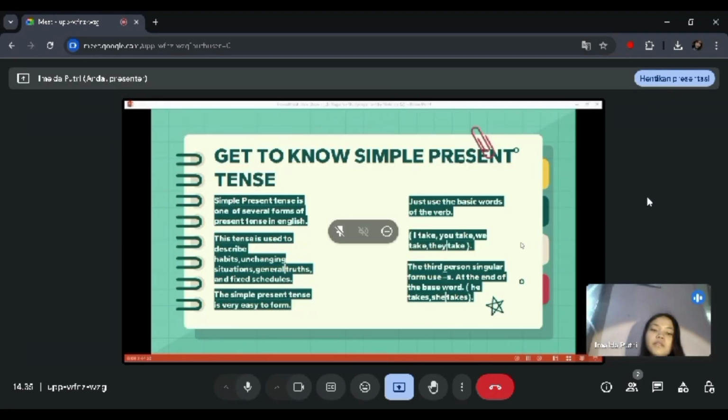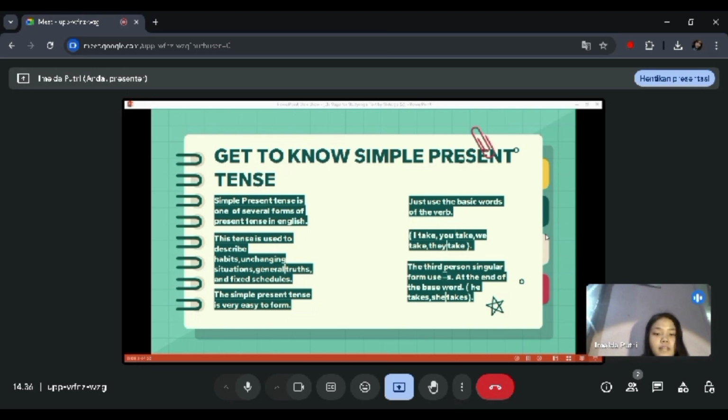Get to know the simple present tense. Simple present tense is one of several forms of present tense in English. This tense is used to describe habits, unchanging situations, general truths, and fixed schedules. The simple present tense is very simple. Just use the basic form of the verb.